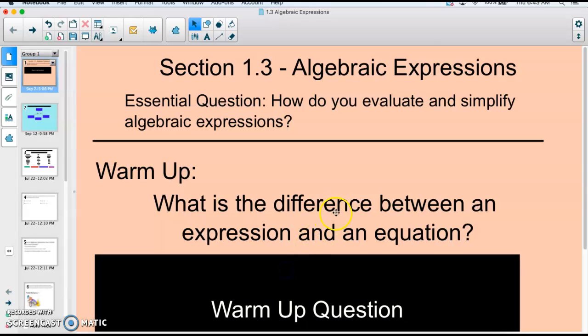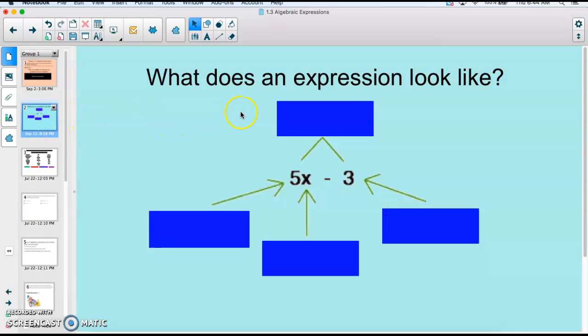What is the difference between an expression and an equation? So pause it and think about it for a second. The difference is that an expression does not have an equal sign, so it's not equal to anything. So it's just, for example, x squared plus 9. That's an expression. An equation is x squared plus 9 equals 63, or whatever it is. Okay, so that's the difference between an expression and an equation. An equation has an equal sign. It's equal to something.